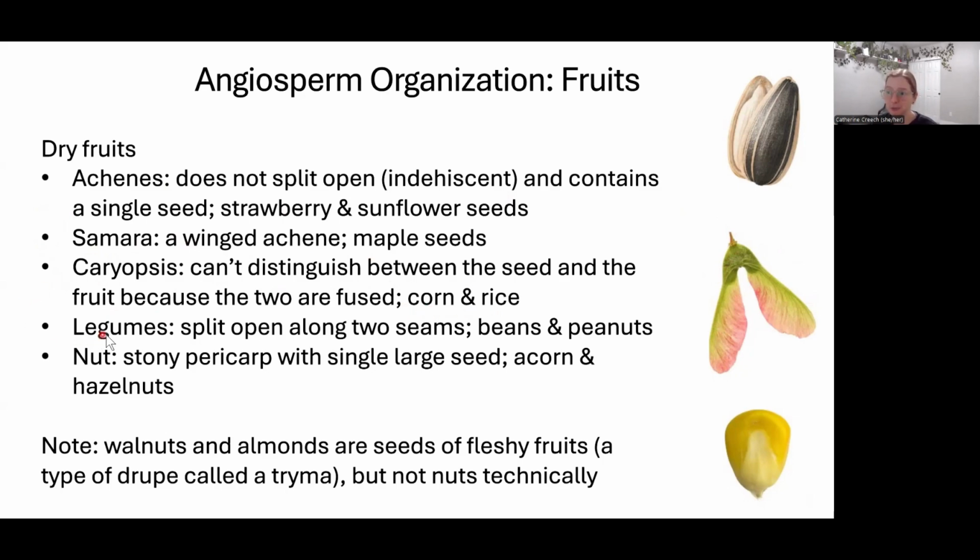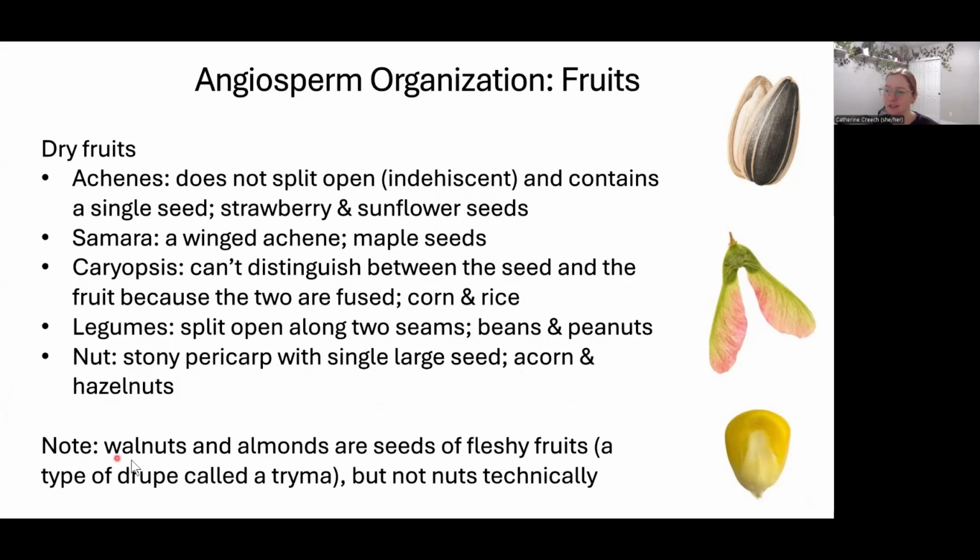Then we have legumes. Legumes split open along 2 seams. Think about beans or peanuts. You can split those 2 halves, and they split on their own when left on the plant. So they are dehiscent. They open up, not indehiscent like sunflower seeds. And lastly, we have nuts. Nuts have a stony pericarp with a single large seed, for example, acorns and hazelnuts.